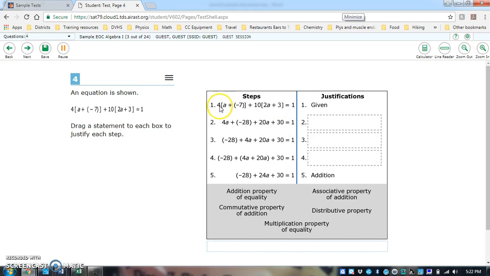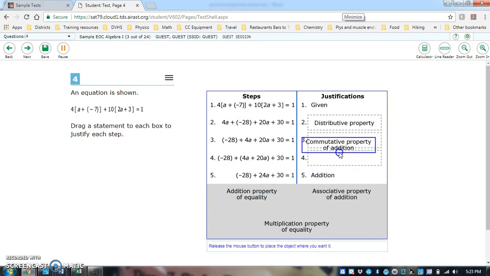Well, what we've done here is distribute the 4 to the a minus 7 and the 10 to the 2a plus 3. That is what we call the distributive property. Going from step 2 to 3, all we've done is change the position. Instead of 4a plus negative 28, we have negative 28 plus 4a. We've switched the order. That is the commutative property of addition. A plus b is the same as b plus a.